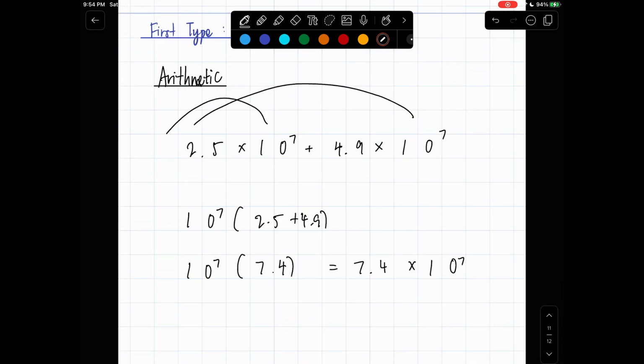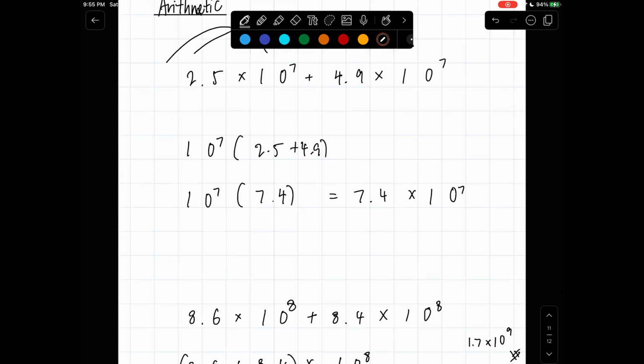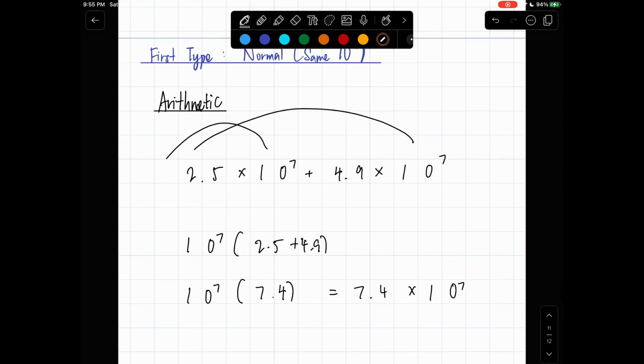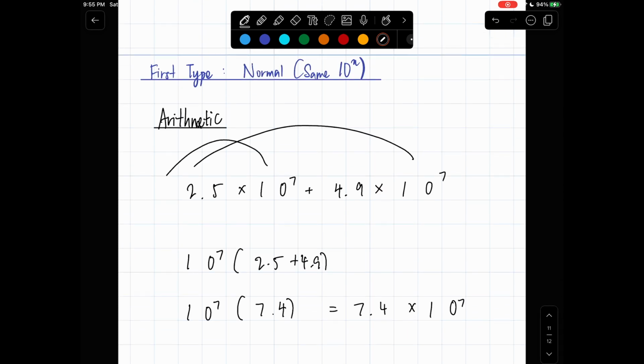So we did plus here. In the event that you have minus, it's going to be exactly the same. There is no difference. Just minus as usual. But make sure that it is more than 1 but less than 10. All right. This is the first type of question. Normal questions where you have the same 10 to the power of x, where x will be the same.